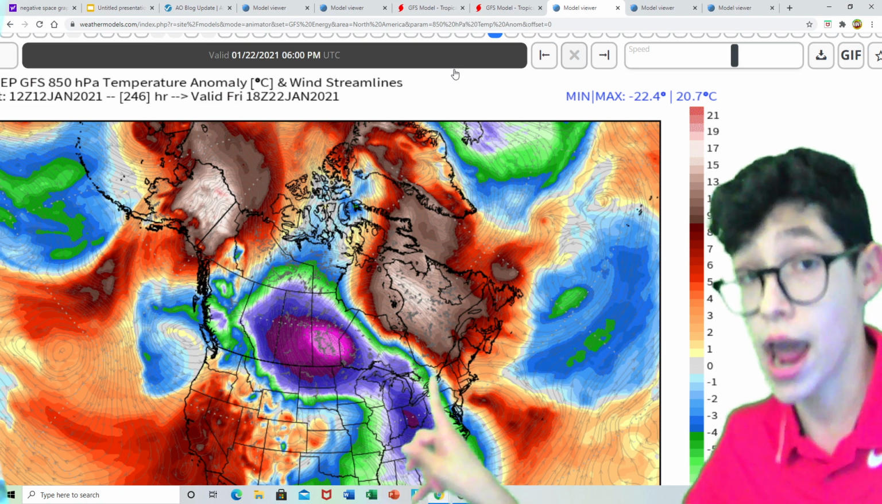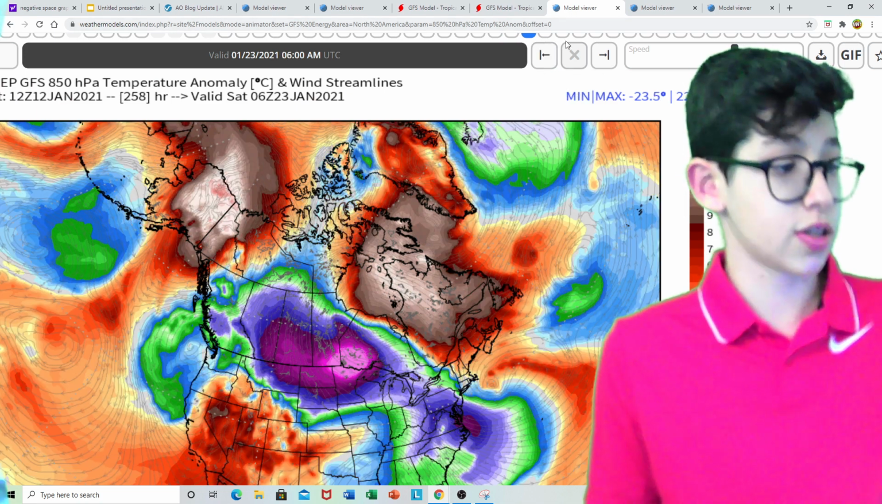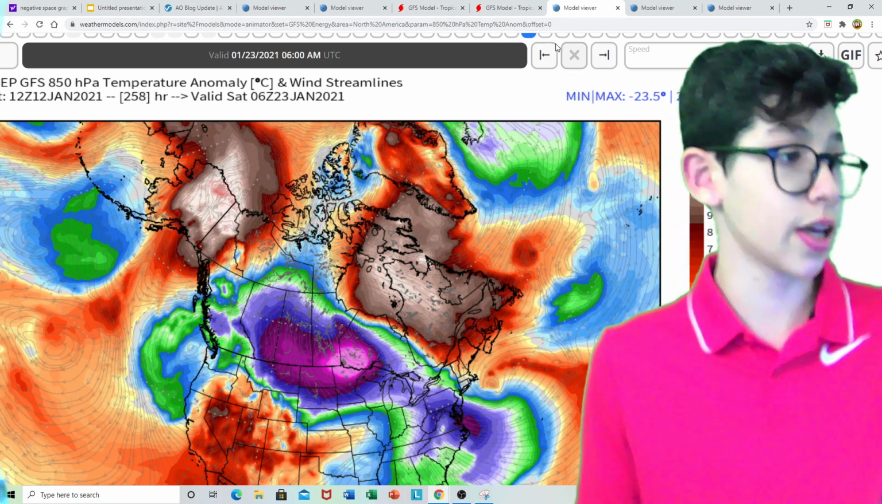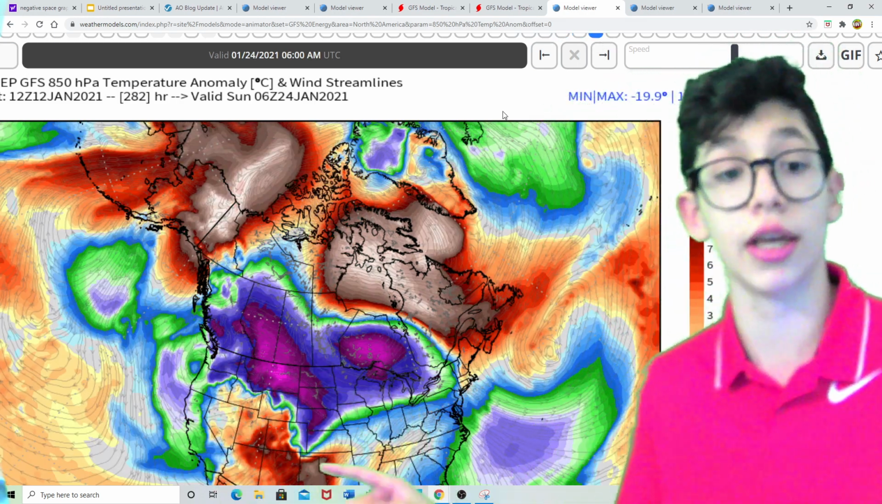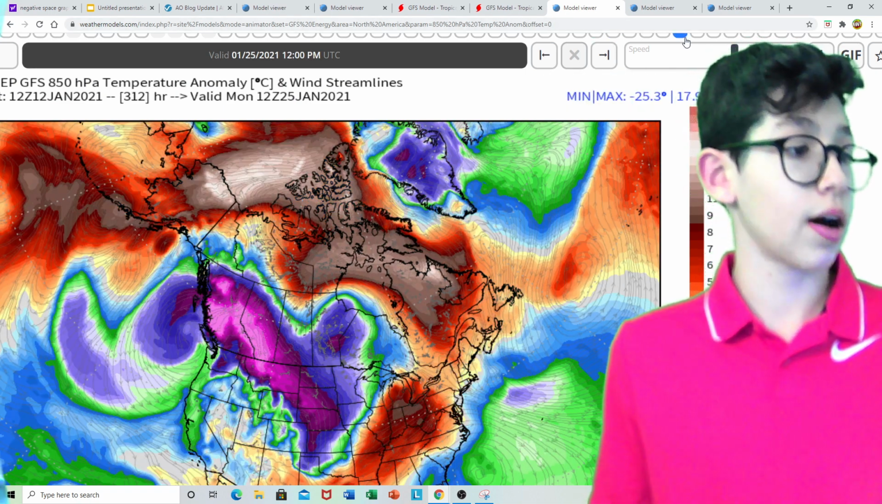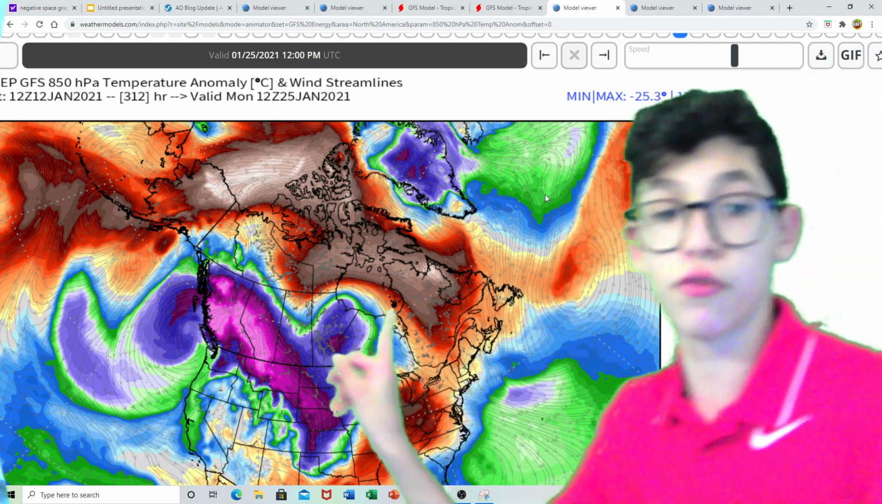There you see, very cold temperatures are right for the southeast and Ohio and just the eastern United States in general. And look at that. Very cold air all the way to the East Atlantic coast. And look at that. Very, very cold temperature. We're talking 20 degrees below average for some of these areas here. Look at that, now getting up to 25.3 degrees below average there. I mean, very, very cold.